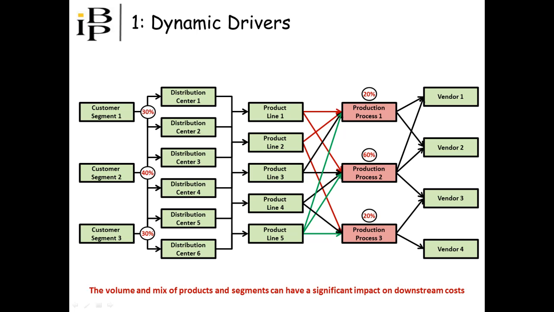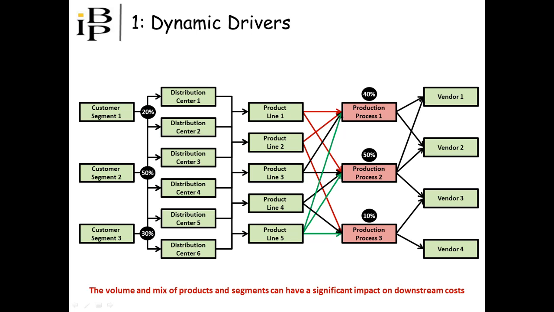A classic illustration of this has to do with how changes in the volume and mix of products and segments can have a significant impact on downstream resources and costs. On the left side of the screen, you'll see three circles denoted 30%, 40%, and 30%. These percentages represent the amount of volume going through these different customer segments and channels. Now this upstream mix really drives the downstream mix that you see in the production processes shown in the pink boxes, which are 20%, 60%, and 20%.